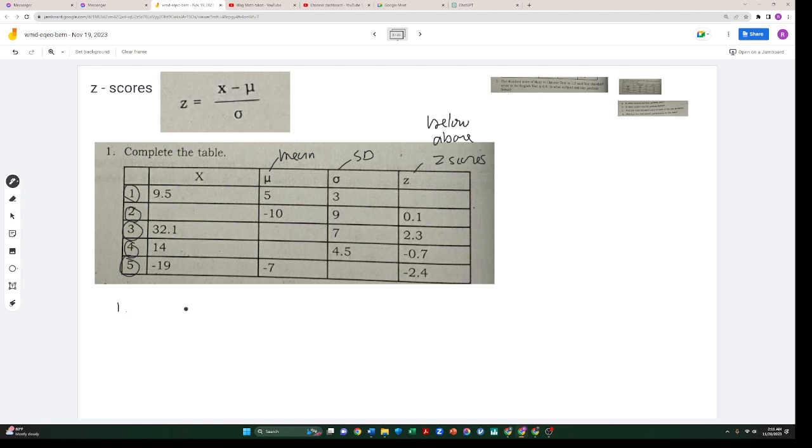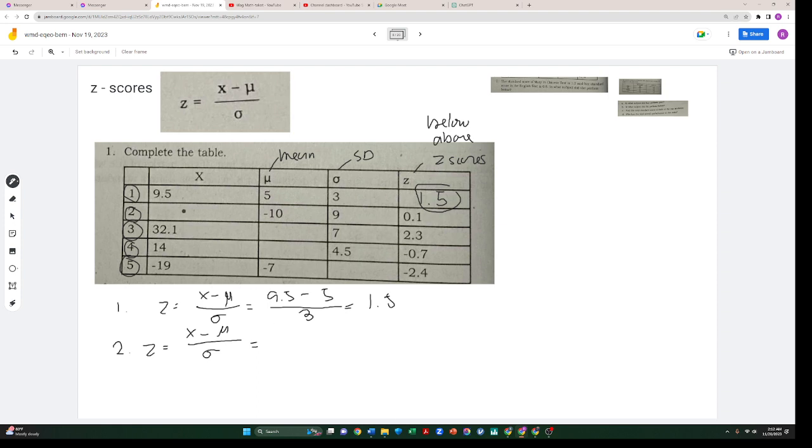Ang ginapangita, z. So, simple lang. Follow lang ka sa formula. X minus divide, take that. So 9.5 minus 5 divided by 3. Automatic na, di magdugay-dugay, calculator dayon. Minus 5 divided by 3, which is 1.5. Therefore 1.5 ni siya dire. Okay? And then number 2 problem, z is equal to x minus the mean, then divided by standard deviation.